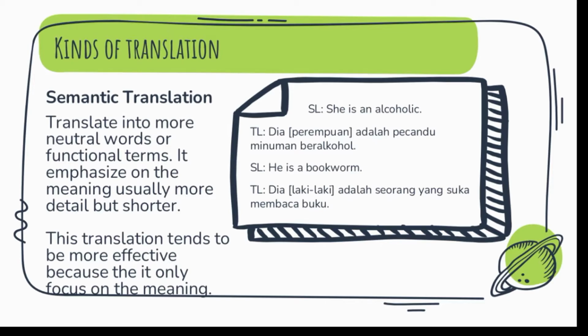Next is semantic translation. Semantic translation translates into more neutral words or functional terms. It emphasizes the meaning, usually more detailed but shorter. This translation needs to be more effective because it only focuses on the meaning.